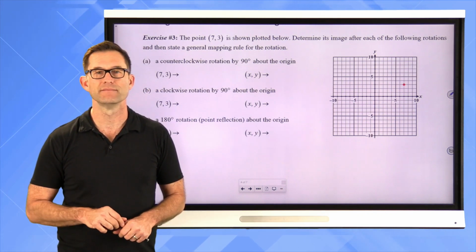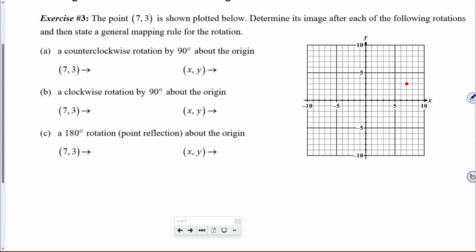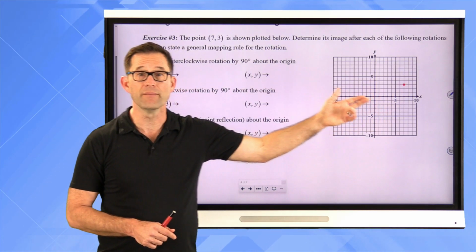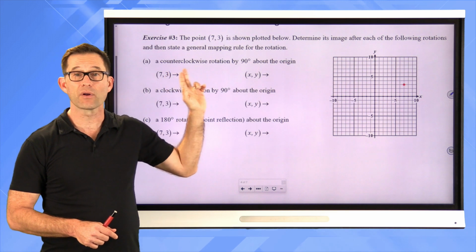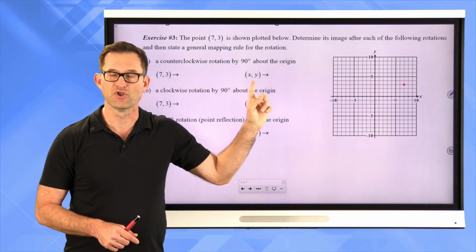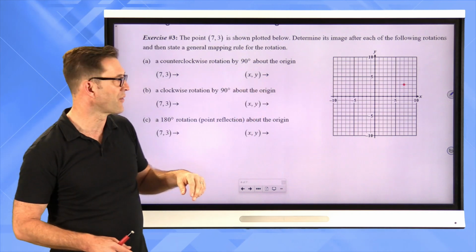Exercise number 3. The point (7, 3) is shown plotted below. Determine its image after each of the following rotations and then state a general mapping rule for the rotation. All right, in other words, I want to take my point here at (7, 3). I want to rotate it counterclockwise by 90 degrees and get an answer here, and then I want to generalize. Let's do this one together, right?